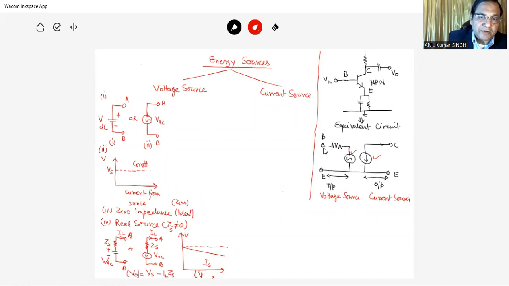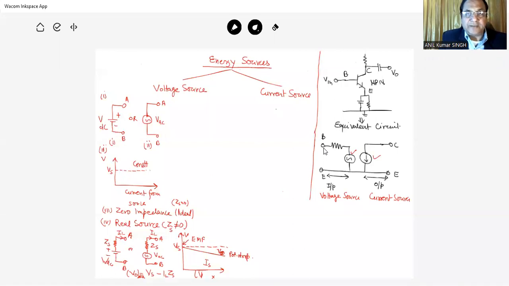V0 will be obtained across A and B, the A point and B point. This is V0, and this is VS, the source voltage. The source voltage and output voltage have a difference. In some places we change its name: VS is sometimes known as EMF, electromotive force, and V0 is the potential drop across the source.